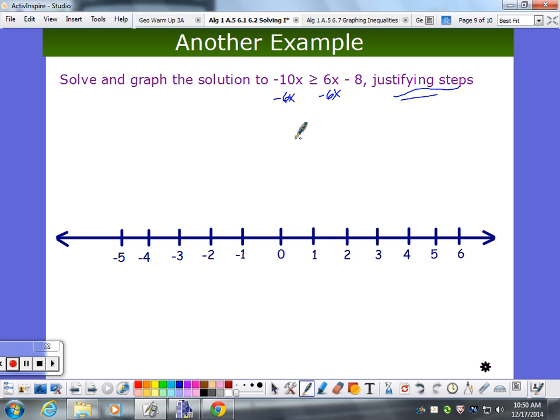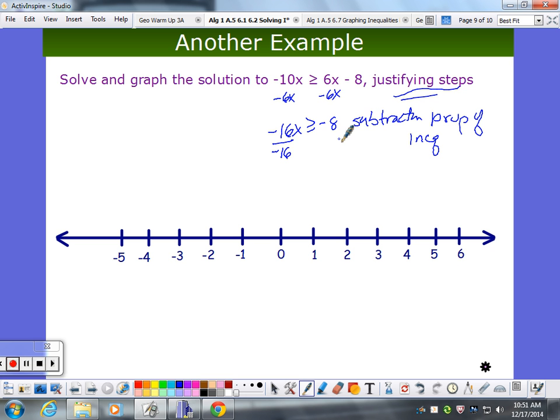Well, who says you can subtract 6x? Subtraction property of inequality. Okay, and then I want x by itself. How do I get x by itself? Again, if you solve an equation, what happens? You divide by negative 16, right?